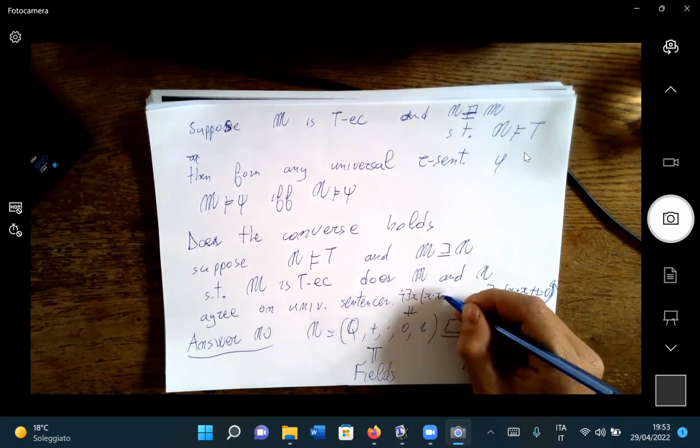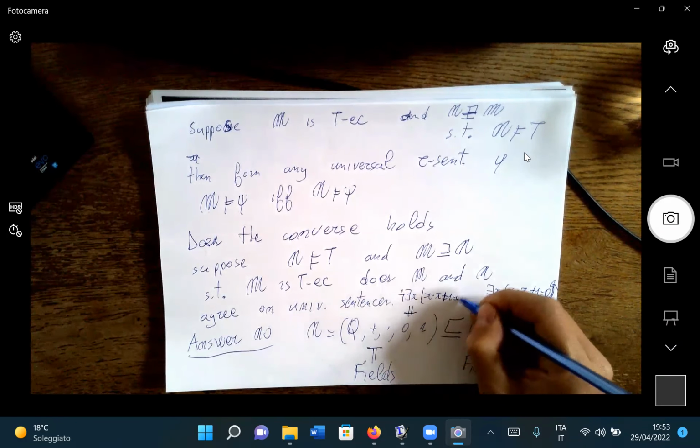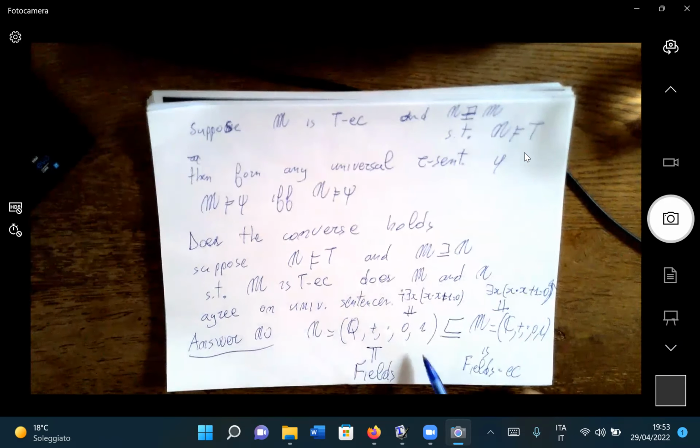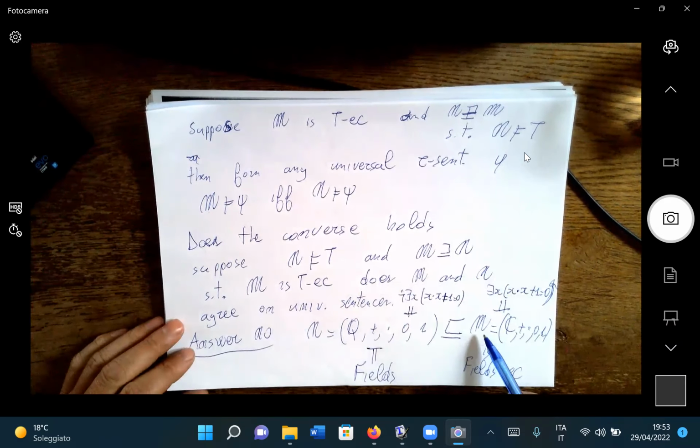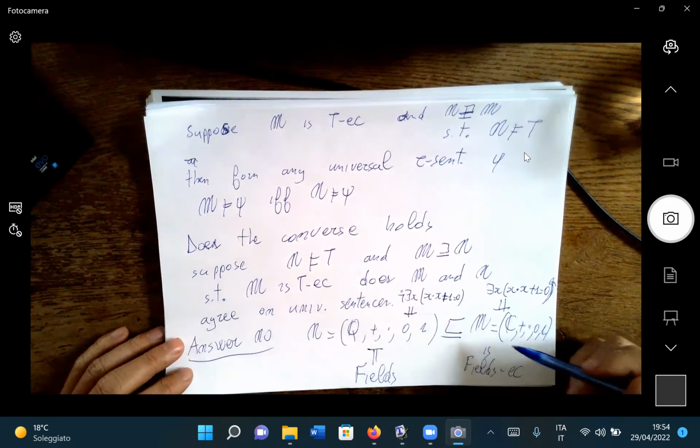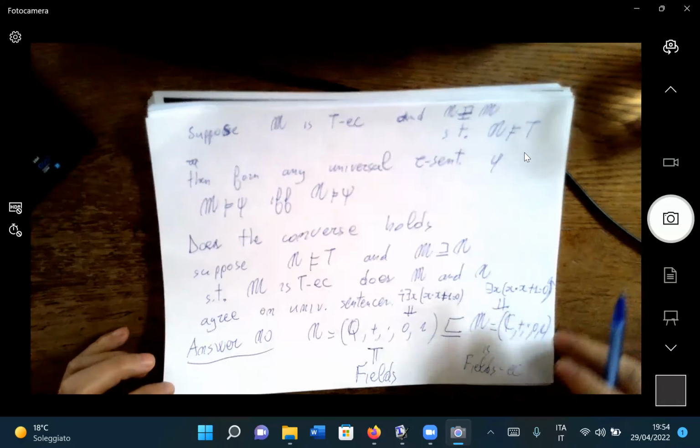So it's not the case that if you start from a model of some theory and you build a superstructure which is T-existentially closed, the superstructure agrees with the model on the universal or existential sentences. Okay?